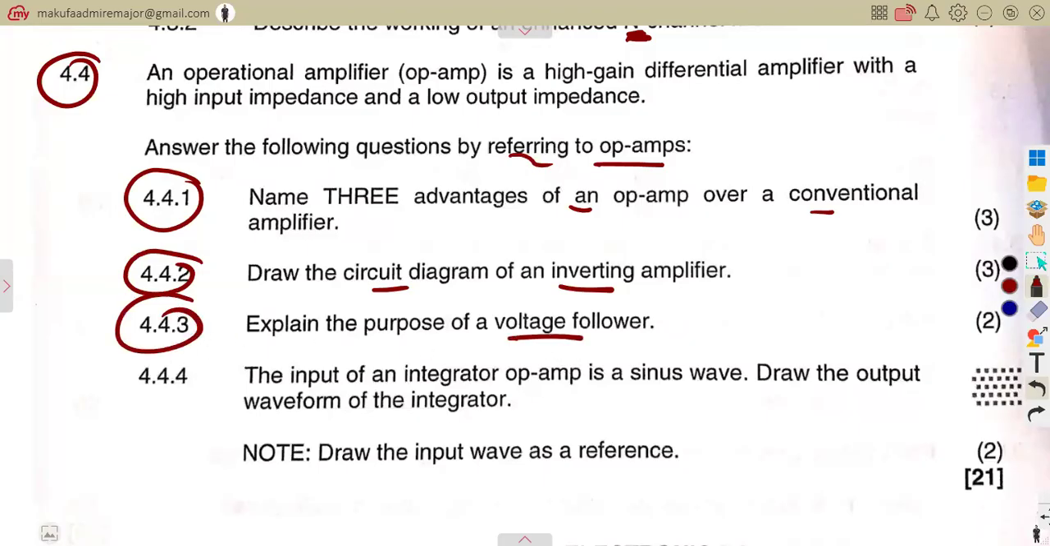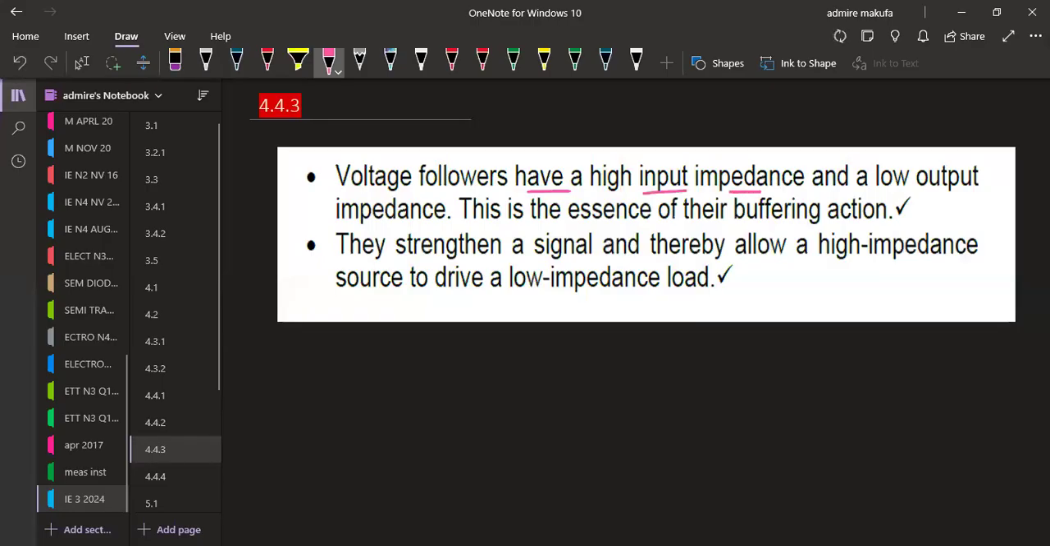Explain the purpose of a voltage follower amplifier. What is it that you consider on a voltage follower? Voltage followers are considered to have high input impedance and low output impedance. This is the essence of their buffering action. They strengthen a signal and thereby allow a high impedance source to drive a low impedance load. That was enough in this case to answer this question.